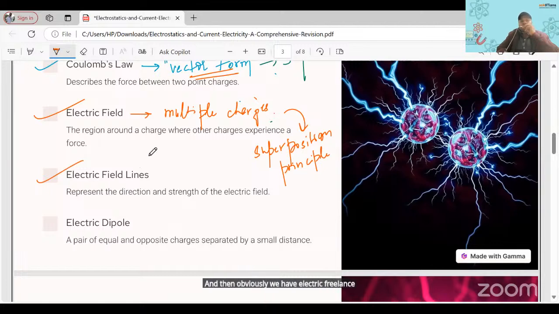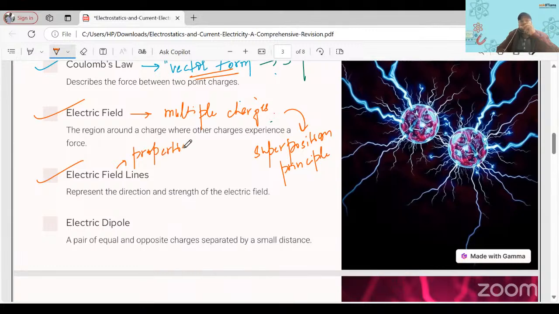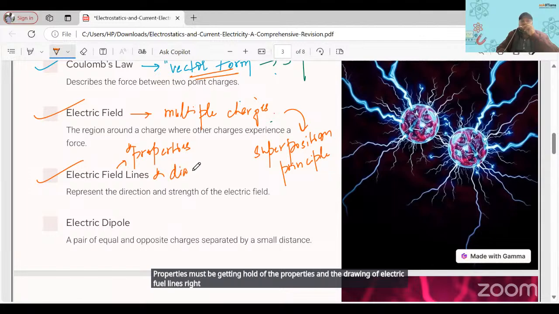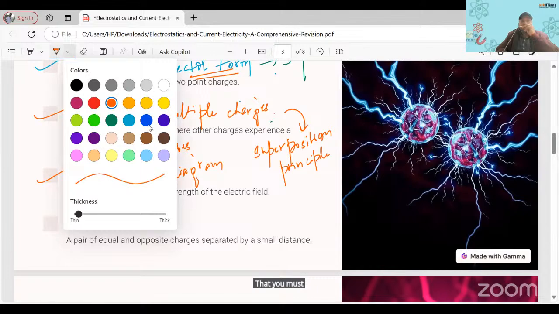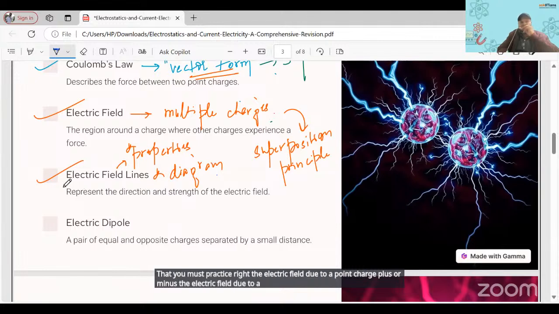The properties of electric field lines might come. You must get hold of the properties and the drawing of electric field lines, the diagram part of it, that you must practice. The electric field lines due to a point charge, plus or minus, and the electric field lines due to a dipole, that becomes important.